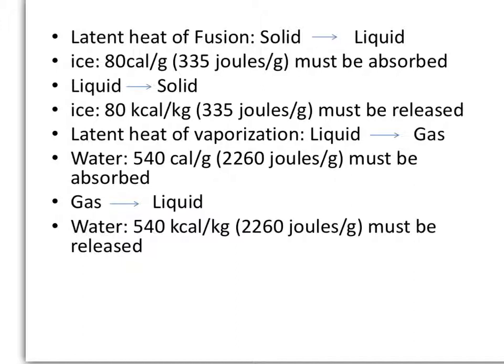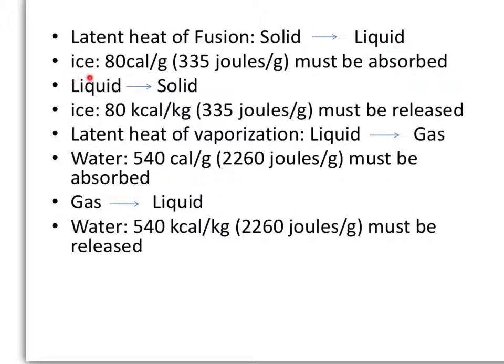Now we're going to look at this phase transition from a solid to a liquid a little bit more closely. There exists something that's called the latent heat of fusion. The latent heat of fusion is defined as the quantity of heat that you have to add to a solid in order to convert it to a liquid, when the solid is already at its melting point.